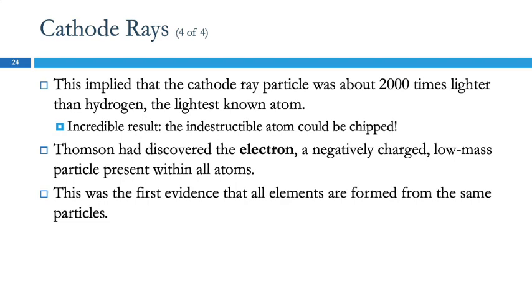So electrons are present in all atoms. All atoms have electrons. And that's why no matter what substance he used for the cathode, he was getting a beam of electrons, and so they behave the same way. This was the first evidence that elements are formed from the same particles. Not different kinds of atoms, but those different kinds of atoms are each made up of smaller particles.